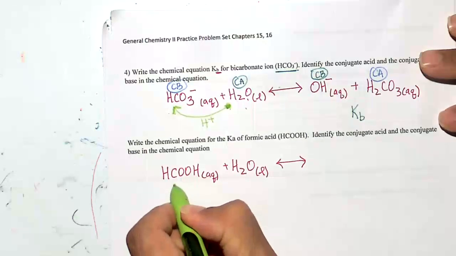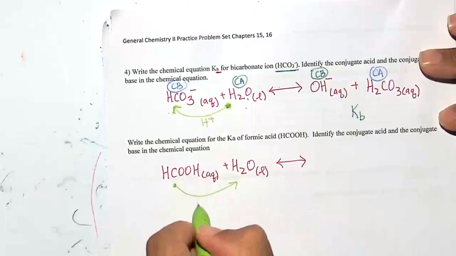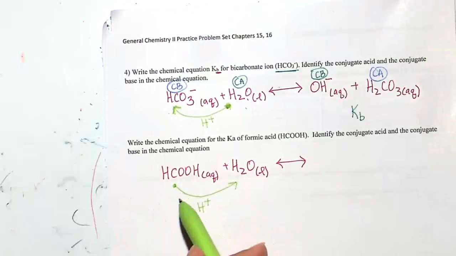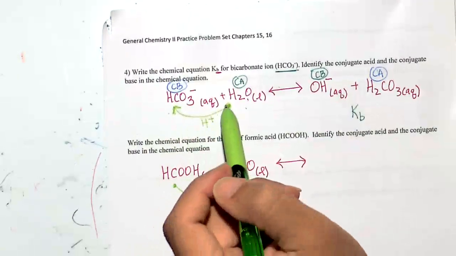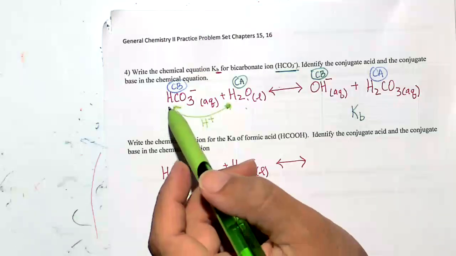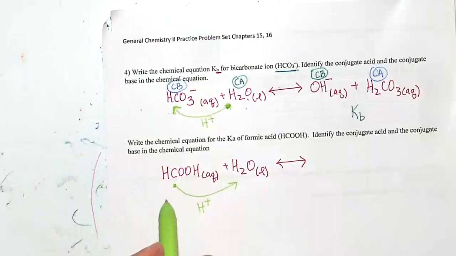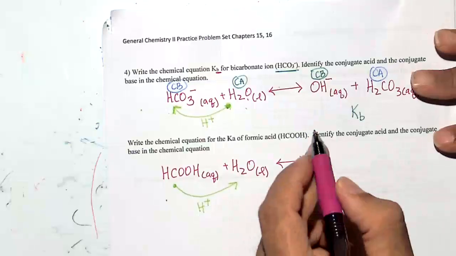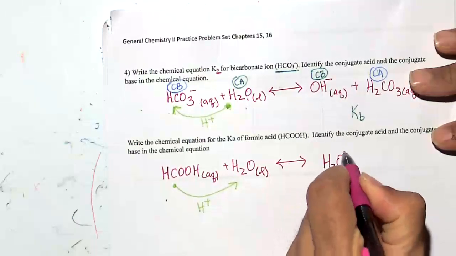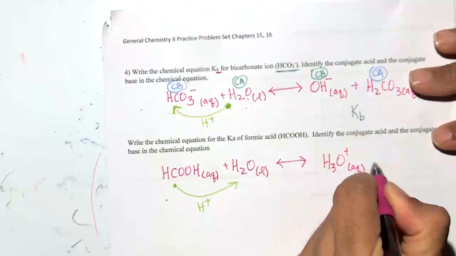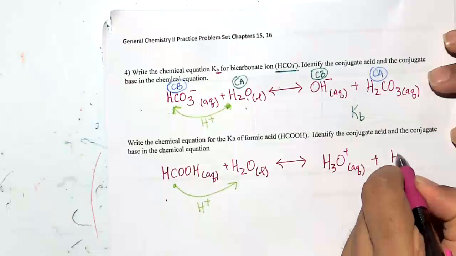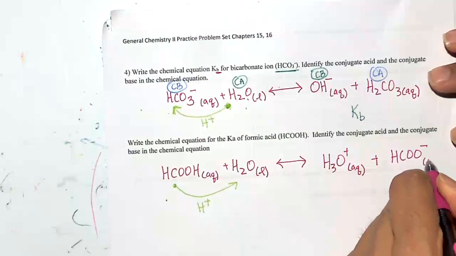So check out this. Here we have the acid giving the proton. Above, we had the base taking the proton. Do you see this? That's the Kb, the base taking the proton. Here in the Ka, the acid giving away the proton. Both of them involve water. And then what you will get is H3O plus, plus HCOO minus.